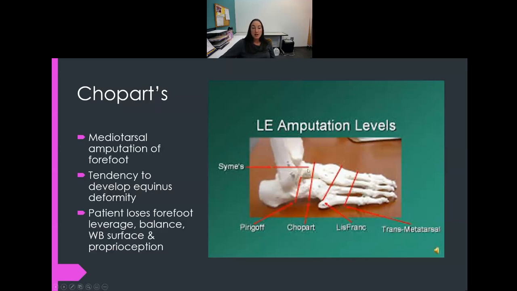Typically, they will have equinus deformity, so kind of pointing down into plantar flexion. And the patient loses forefoot leverage. It's very difficult to balance. They have very little weight-bearing surface of the foot, and their proprioception is really damaged. So, you know, be aware of that with balance training and things with someone who's had this type of amputation.